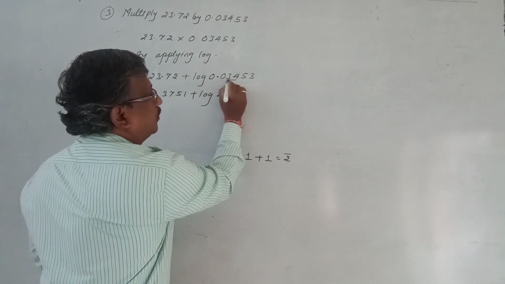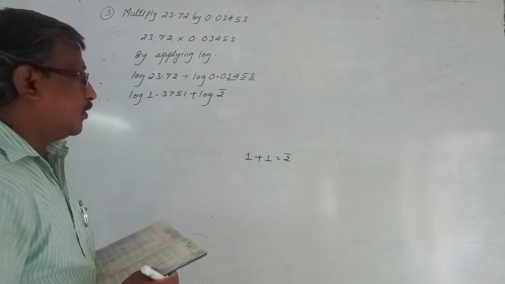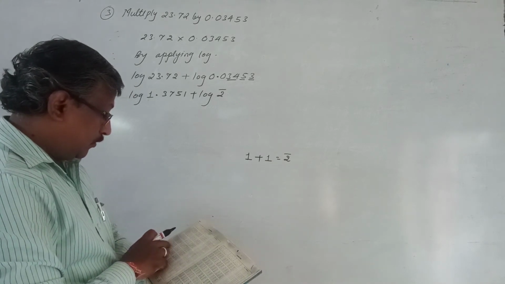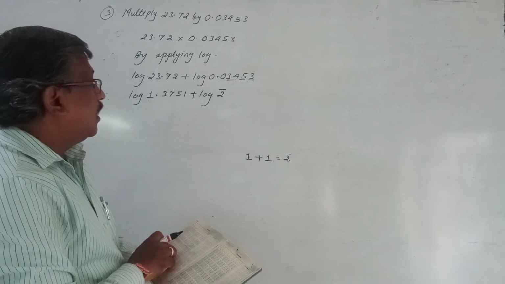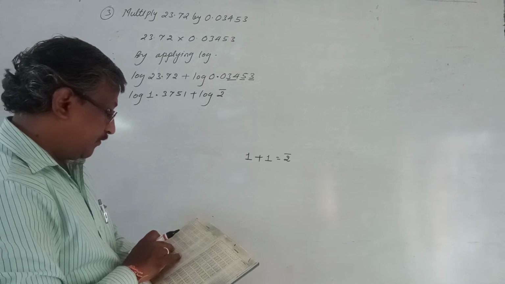So how you have to read? It is 34, fifth column, mean difference third column, right? So in the logarithm table you see 34, fifth column. If you see, you will get 5378, and in mean difference if you see the third column, it is 4. So if you add that, you will get 5382.